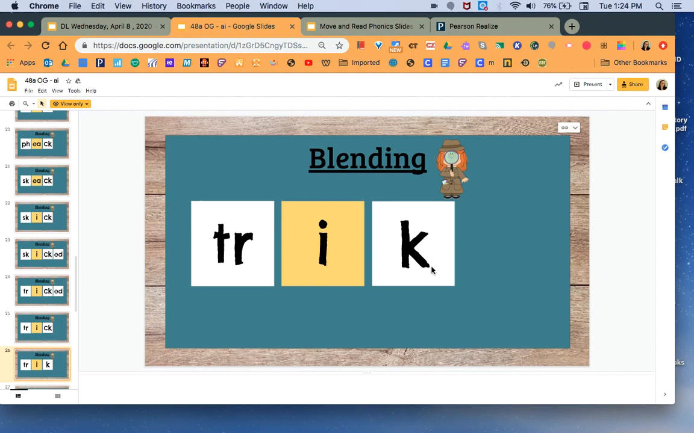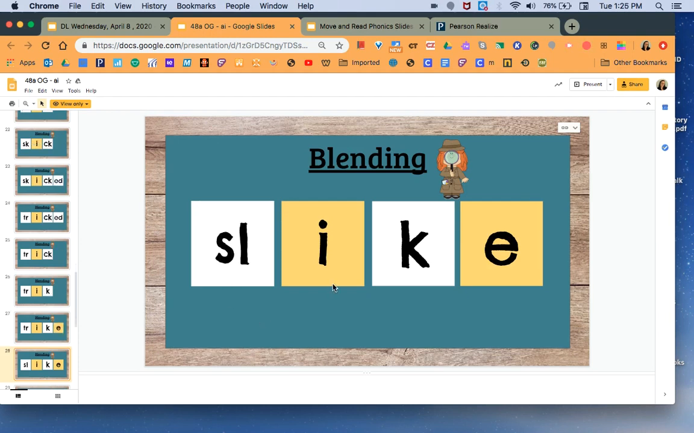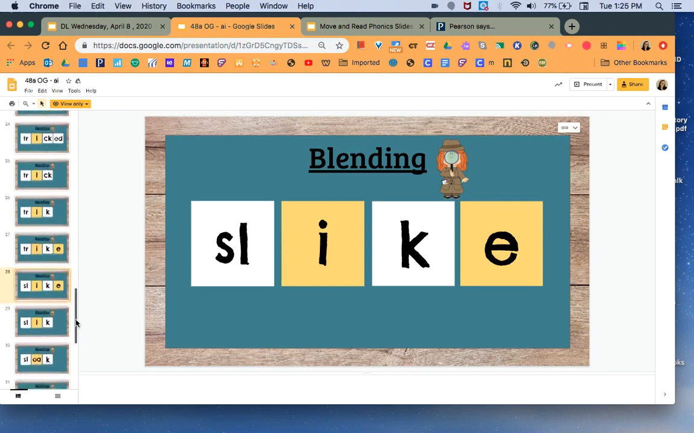And when we have that K at the end, we're going to put that CK. Trike. That E is going to make the I say its name. That is a word. It's a short word for tricycle. Slike. Nope, not a word. And that silent E, say it as loud as you can. You're right, it says nothing. Skip that one.